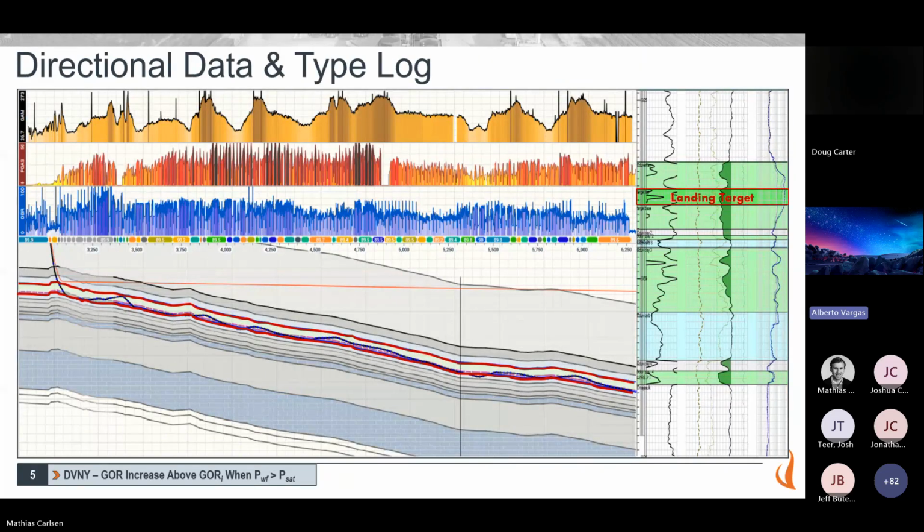Just again, directional data. Our landing zone, like I said, is pretty tight. So that's the full Duvernay package. We land just above this, the mid-carb. It's actually pretty solid drilling, so no real issues there.